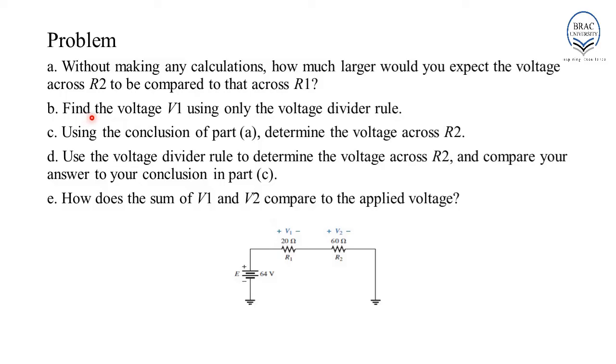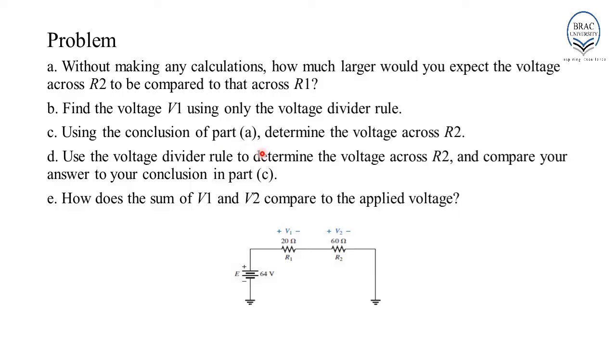Question 2. Find the voltage V1 using only the voltage divider rule. The voltage divider rule states that V1 equals R1 divided by RT times E. Now, we know R1 is 20 ohm and RT, which is the summation of R1 and R2, will be 80 ohm. So, 20 ohm divided by 80 ohm multiplied by 64 would give you V1. So, V1 is basically equal to 16 volts.